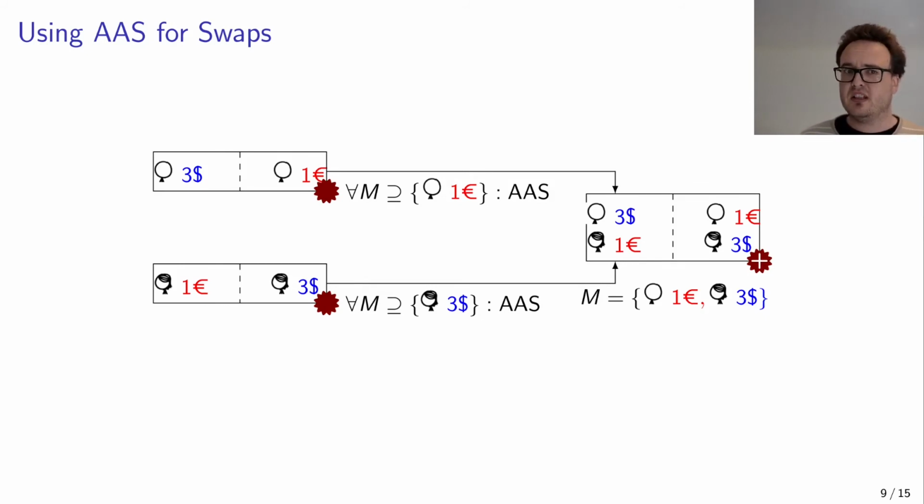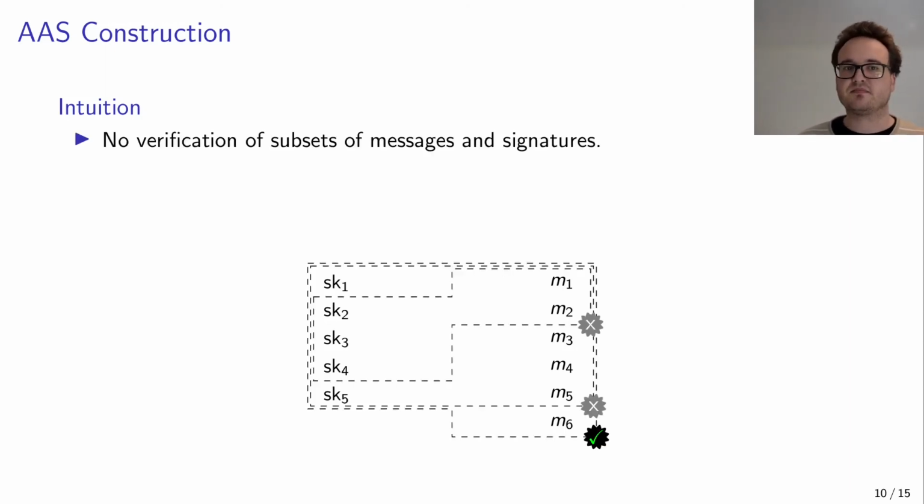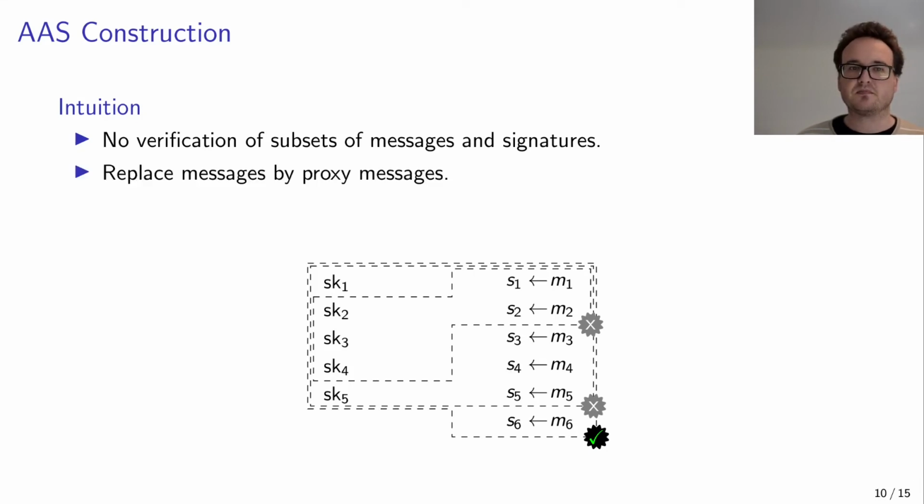So how to build such a signature scheme? The intuition is that we have a set of secret keys to sign and a set of messages we want to sign, but we don't want to create a link, and the signatures are created by multiple different parties. So the important feature is that no verification of any subset must be valid. So only if you verify all of them, you get all of them.